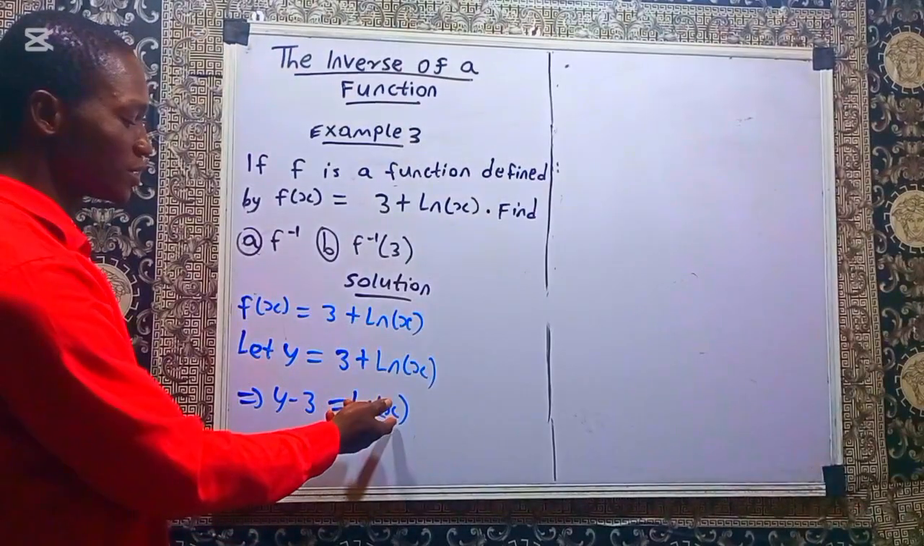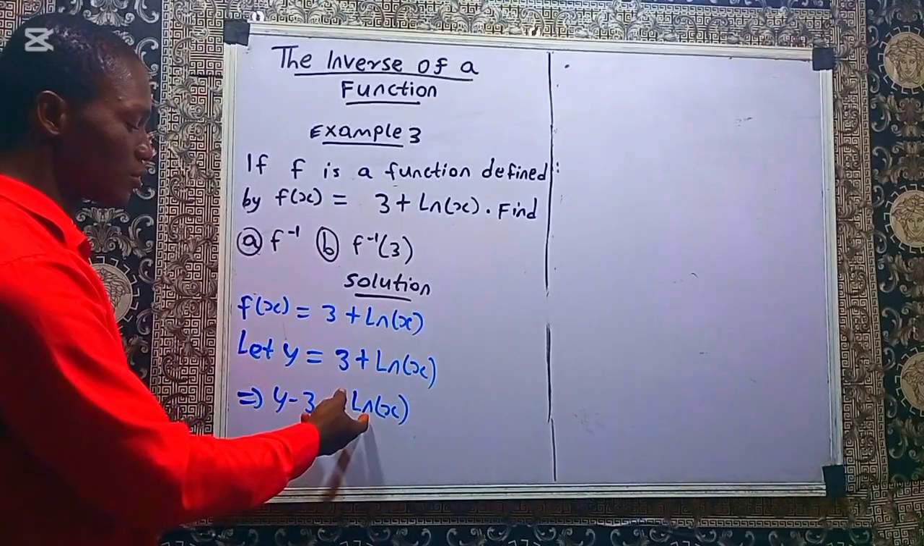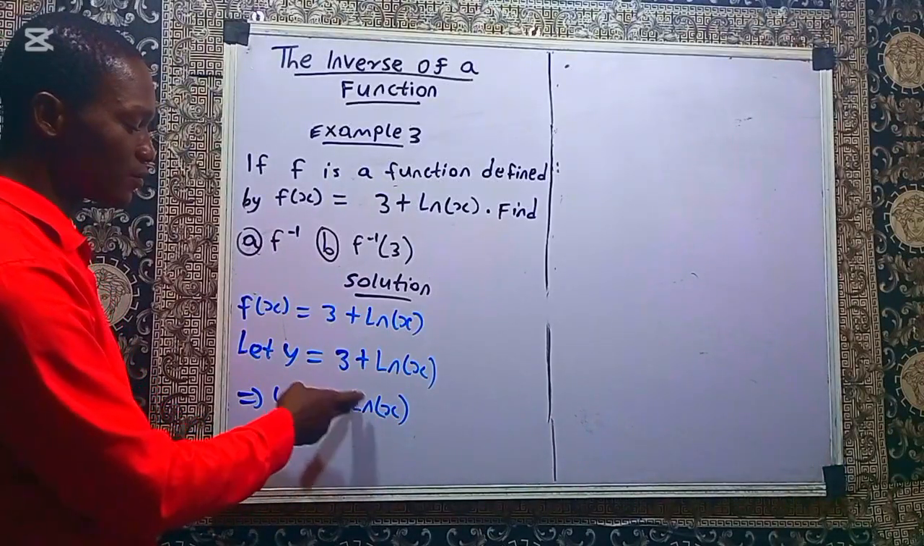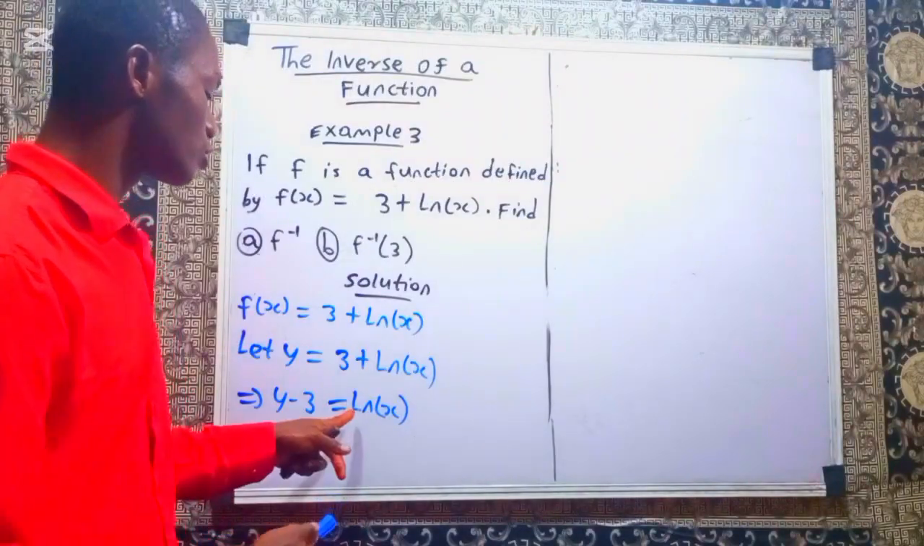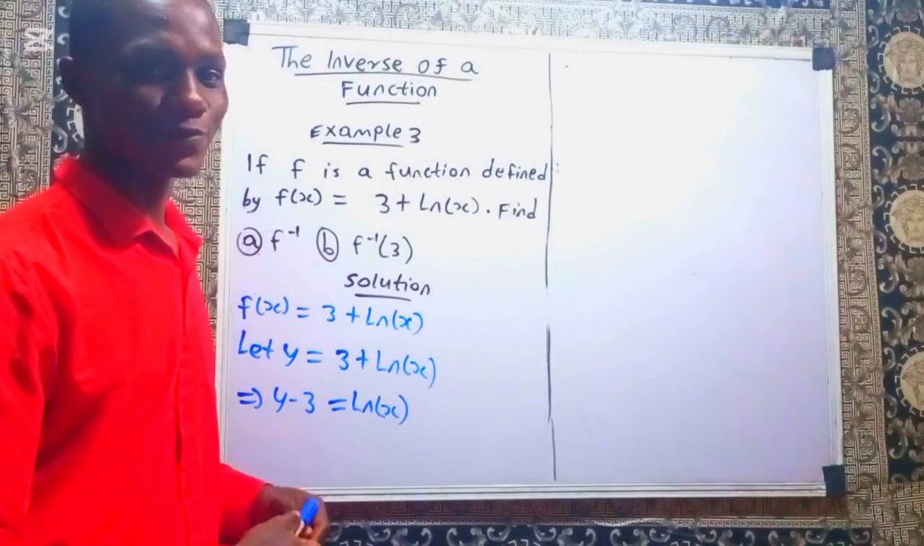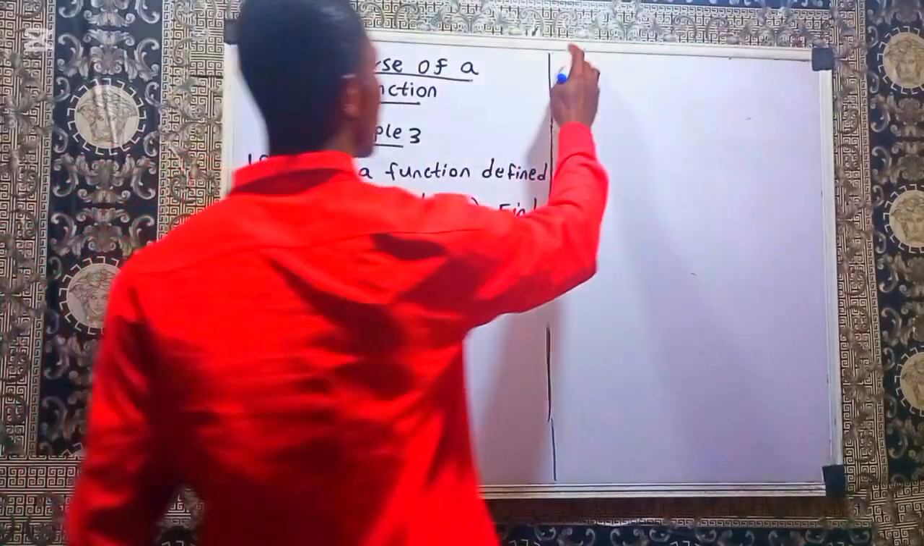But we notice x is inside ln. So how do you get our x? We need to cancel this ln. How do you cancel ln? You need to introduce the inverse of ln, which is exponential. So you take the exponential of both sides.